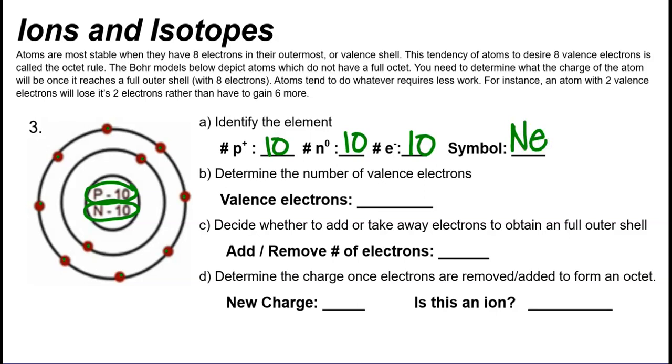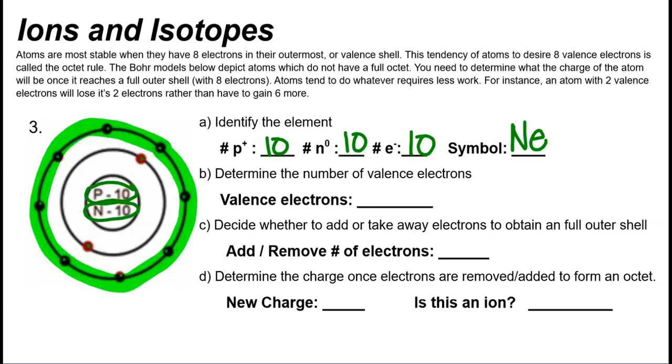Next, we need to look at the number of valence electrons. So we're only looking at this outermost energy level. We're not looking at any of the other energy levels. So only looking at those outermost electrons, we have 1, 2, 3, 4, 5, 6, 7, 8 electrons. 8 valence electrons, I'm sorry. Now we need to decide whether to add or take away electrons to obtain a full outer shell. And a full outer shell, remember, is an octet, meaning 8 electrons. Well, we already have 8 valence electrons, so we don't need to do either. We don't need to add or remove, so I'm just going to put 0.